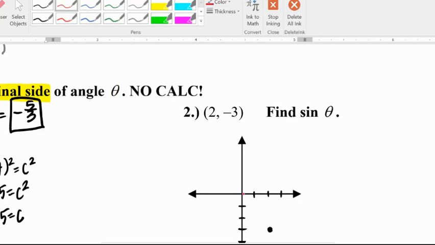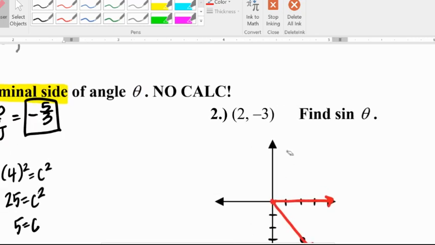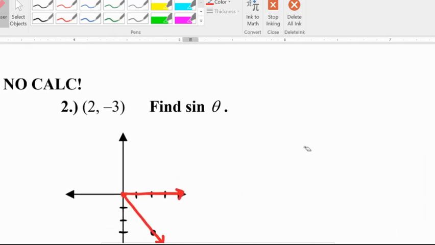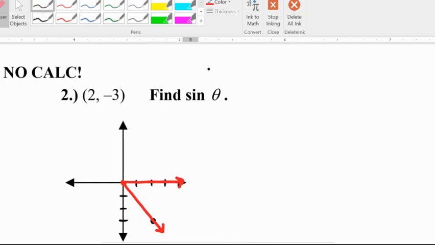So (2, -3) ends up being in quadrant 4, right? But again, we don't know if the angle went up and around and the angle's positive, or if the angle went down and around and is negative. The important thing to remember is, in order for me to find the sine of this angle, I need opposite over hypotenuse. So I need the values for a triangle here.